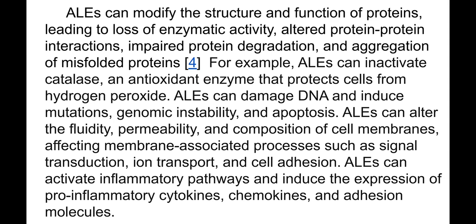For example, advanced lipoxidation end products can inactivate catalase, an antioxidant enzyme that protects cells from hydrogen peroxide. They can damage DNA, induce mutations, genomic instability, and apoptosis of healthy cells, and they can alter the fluidity, permeability, and composition of cell membranes, because they get into the cell membranes or become part of the phospholipids, and then the membranes are not functioning. So this affects membrane-associated processes such as signal transduction, ion transport, and cell adhesion.